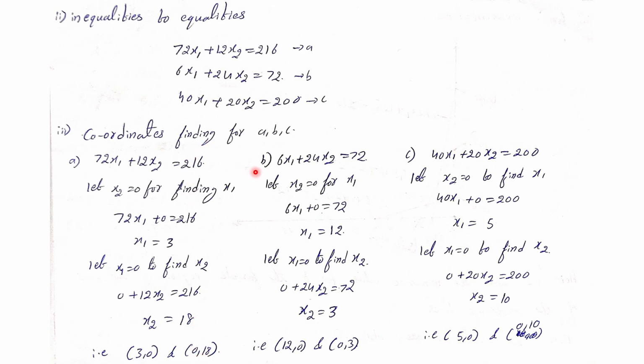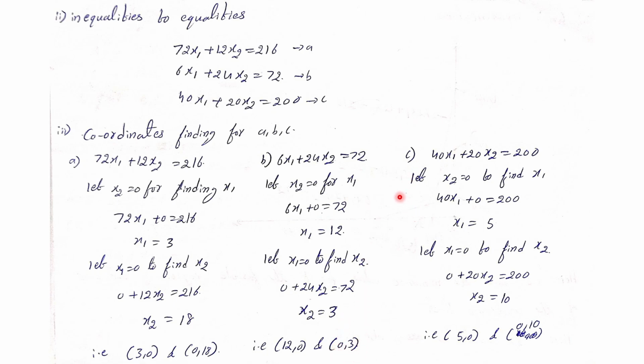Now solve equation B. Let x2 equal 0 for finding x1. Then the equation becomes 6x1 plus 0 equals 72. By solving it, you get x1 equals 12. Here you get a coordinate, that is 12 comma 0. And to get x2, let x1 equal 0. Then the equation becomes 24x2 equals 72. By solving it, you get x2 equals 3. Here you get another coordinate of B, that is 0 comma 3.